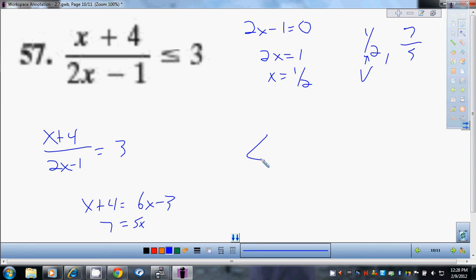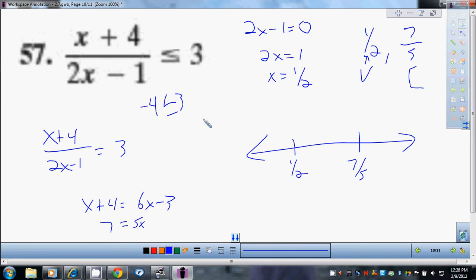And then I have my number line again. 1/2, 7/5. This one will get a bracket, you need to remember that. So I try 0. That'll be 4 over negative 1, so negative 4. Is that less than 3? Yes. I'll try a number between them, like 1. That'll be 5 over 1. Is 5 less than 3? No. Try a number greater than this, like 2. So that'll give me 6 over 3, which will be 2. Is 2 less than or equal to 3? Yes. So check, X, check. So less than 1/2, greater than 7/5, with a bracket on the 7/5 only.